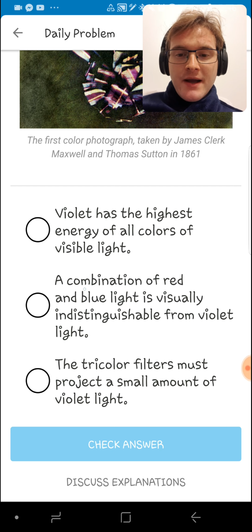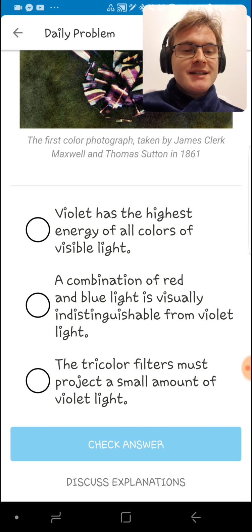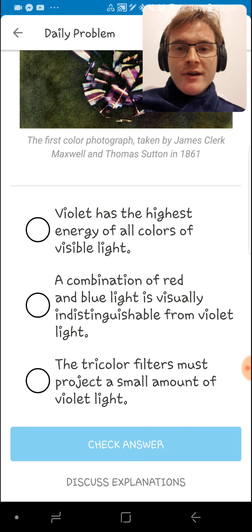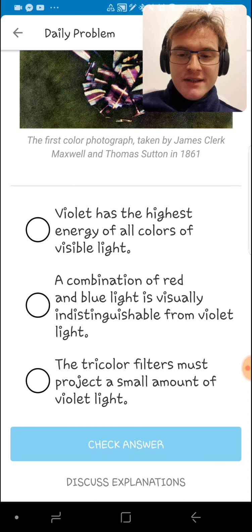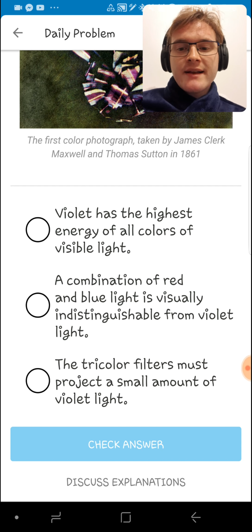We have a combination of red and blue light is visually indistinguishable from violet light. Well, that's obvious. The tricolour filters must project a small amount of violet light. Okay, so we've already been told that the tricolour filters actually don't do that. That they're actually ejecting only 3 colours. We're getting the green and we're getting the blue and we're getting the red.